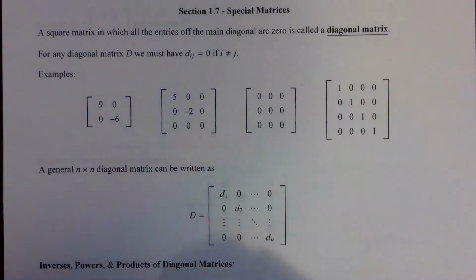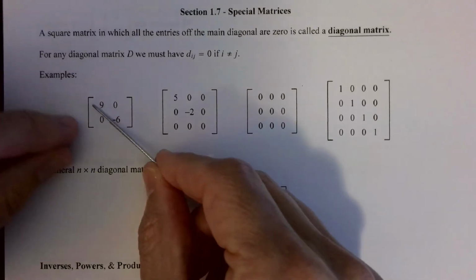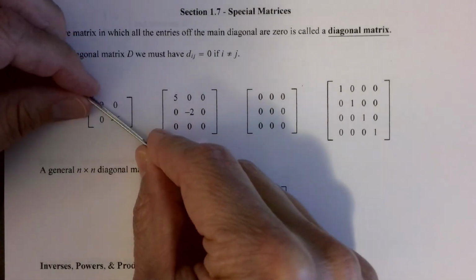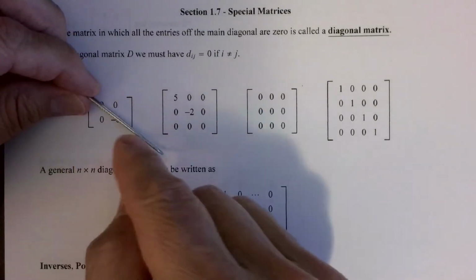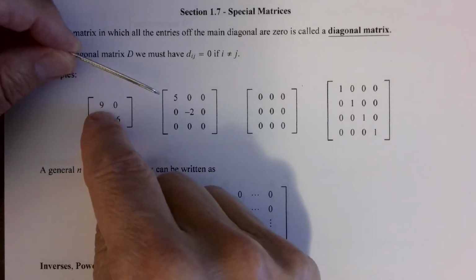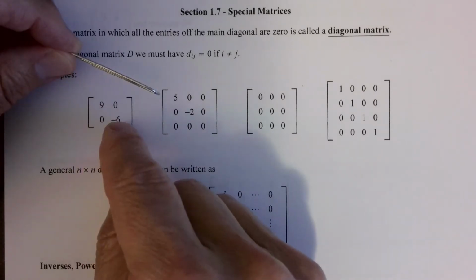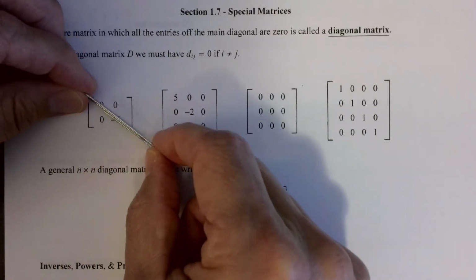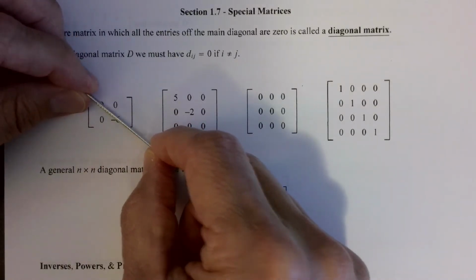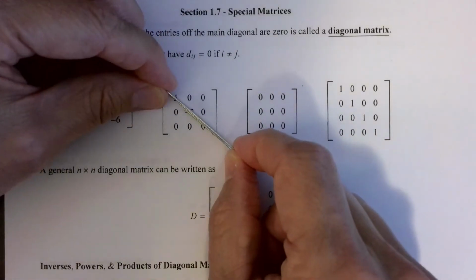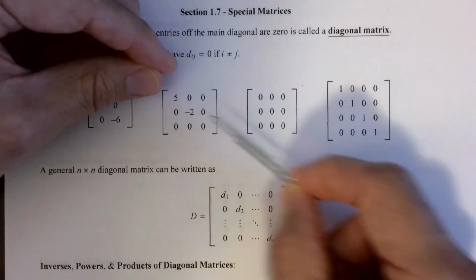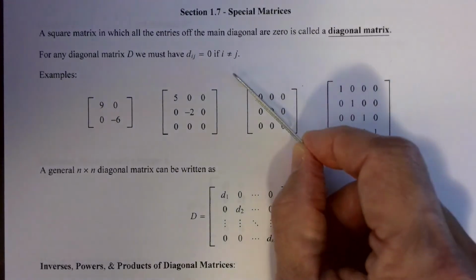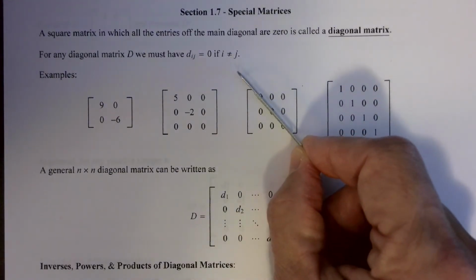Remember, the main diagonal entries go down at an angle from the top left to the bottom right, because this is location row 1 column 1 where the 9 is, and this is row 2 column 2 where the -6 is. So everything off the main diagonal is 0. Same thing in this one. Same thing here. This is the 0 matrix. It's actually diagonal. Remember, the definition is anything off the main diagonal is 0. It is indeed the case.